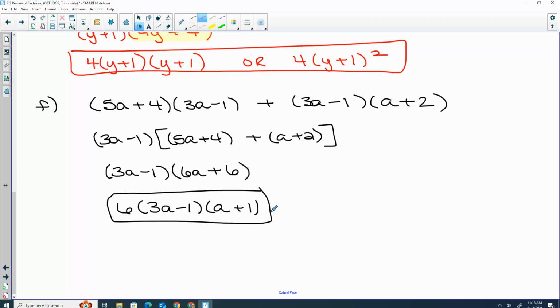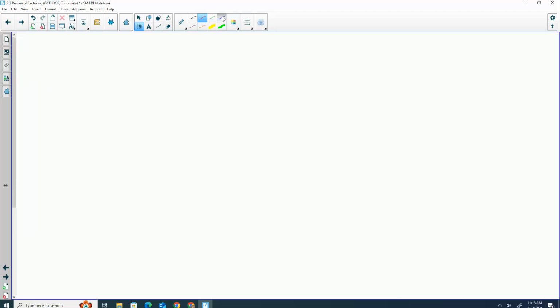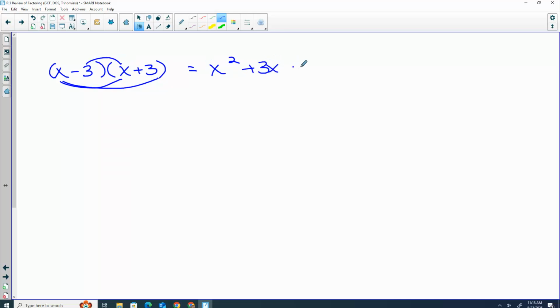The second thing I want to talk about with factoring is difference of squares. We just got done multiplying. We went through that yesterday. And remember yesterday, if I gave you a problem like x minus 3 times x plus 3, when we FOIL that, we get x squared plus 3x minus 3x minus 9. And then when you combine like terms, the middle terms drop out.